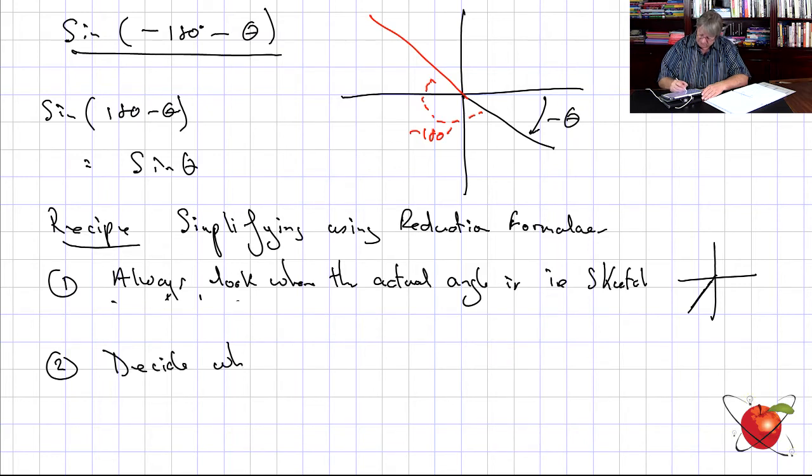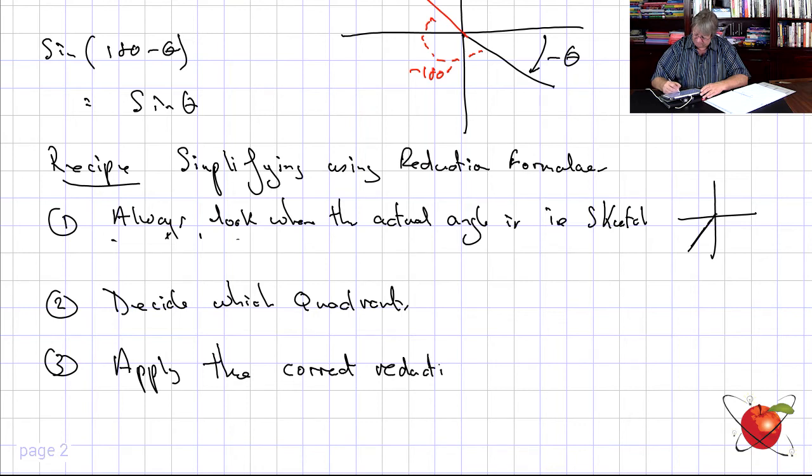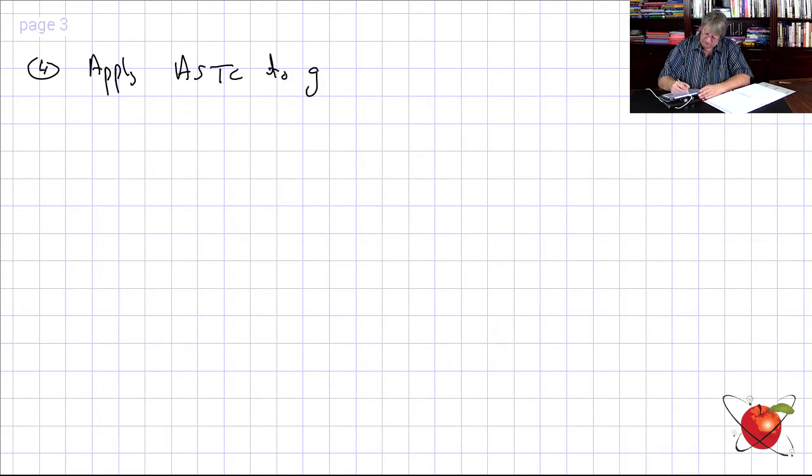Step 2, decide which quadrant. Same thing, really, guys. I just decided to do it as a step. Step 3, apply the correct reduction formula depending on the quadrant. Okay. So there we go. Oh, need another page. Number 4, apply ASTC to the reduction formula to get the correct sign, plus or minus.